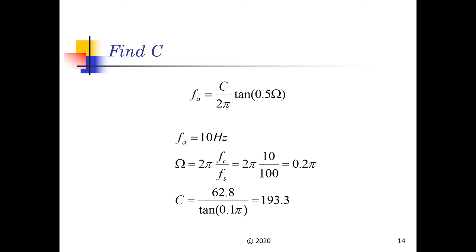And we know that the analog frequency here was 10 Hz, and that the digital frequency here is equal to 2 pi fc divided by fs. We have our cutoff frequency, which is 10, our sample frequency, which is 100, so we can calculate for omega here. We can then rearrange this equation to make C the subject of the formula and solve for C accordingly. So in this case, it will resolve to 193.3.